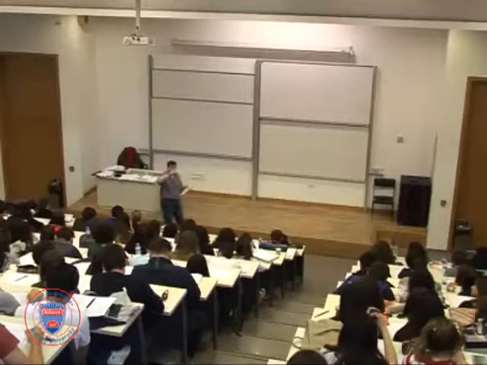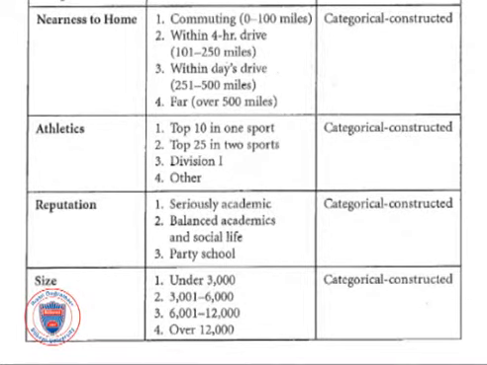Similarly, in athletics, you have rankings. Reputation, let's look at the reputation. Now, reputation is basically something qualitative that can be assigned. So you might be interested in a seriously academic reputation. I think the person who said reputation meant both academic reputation and partying at the same time. So 1 is seriously academic, 2 is balanced academics and social life, 3 is party school.